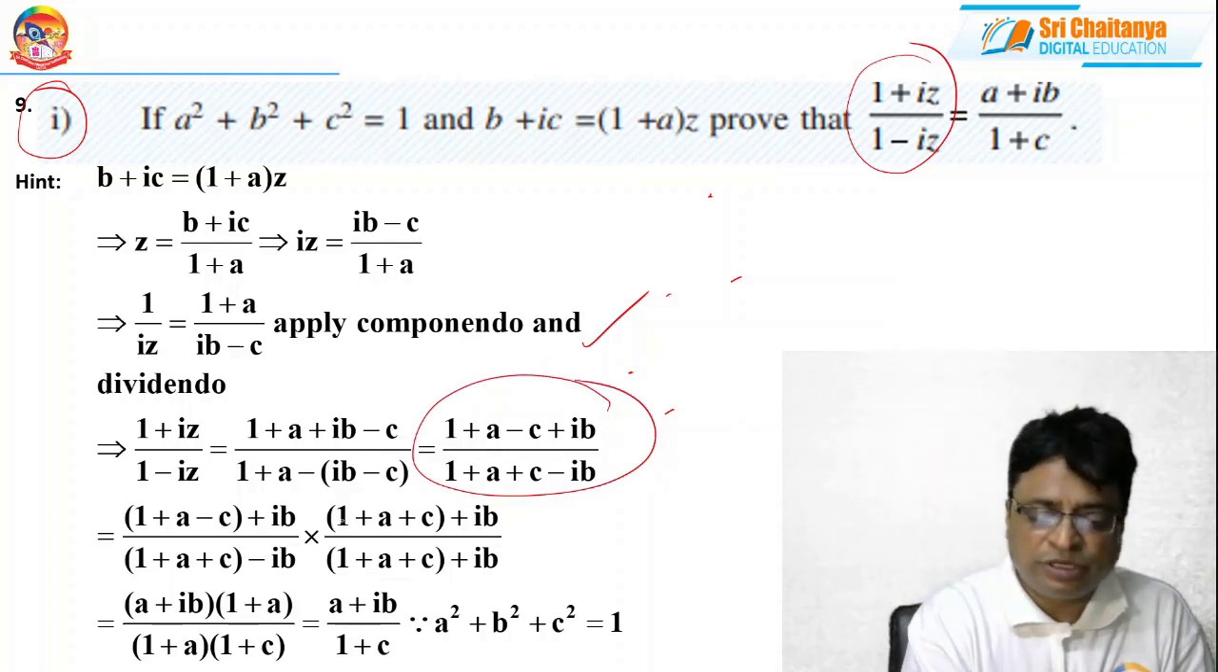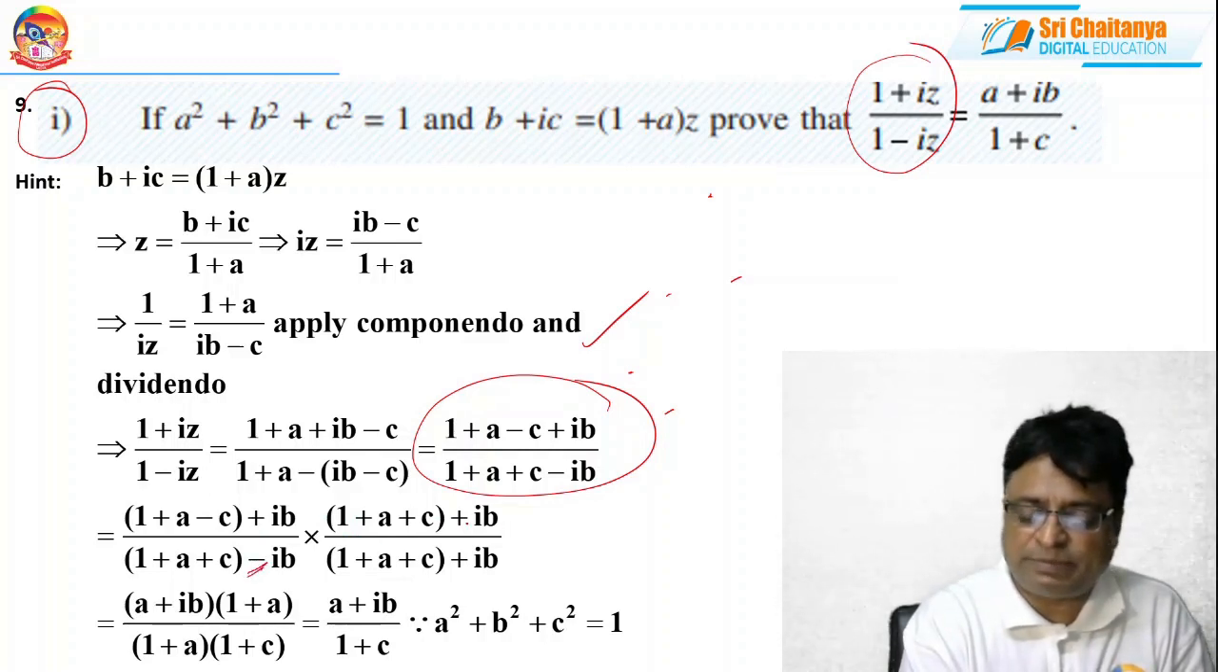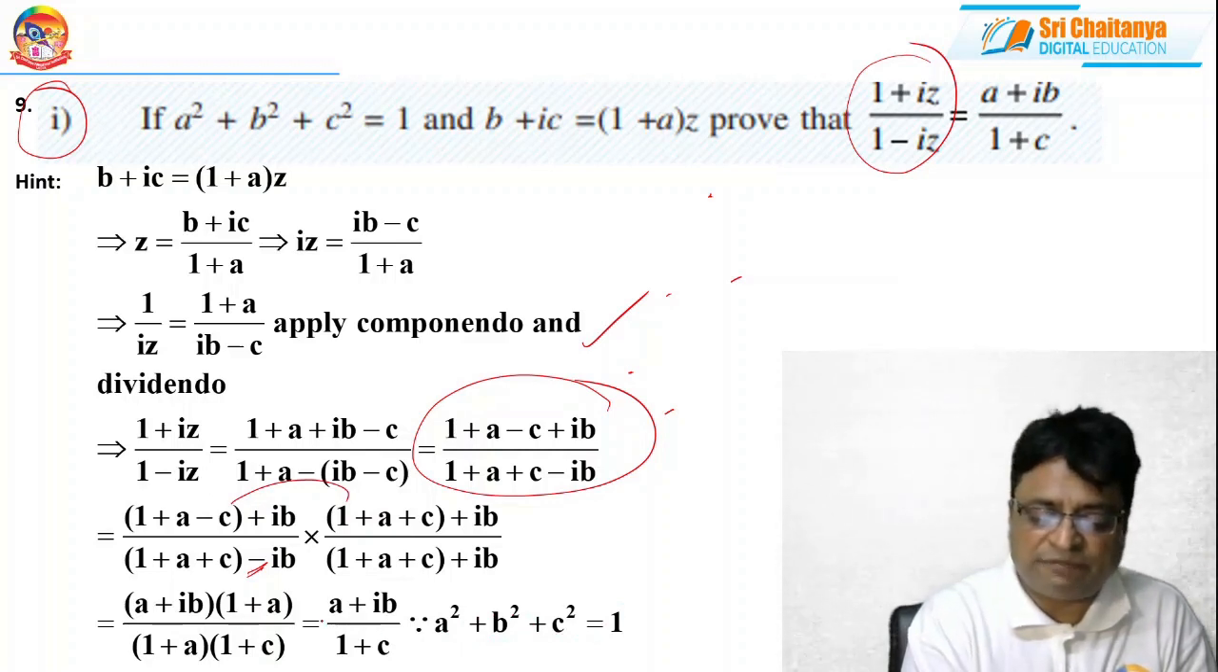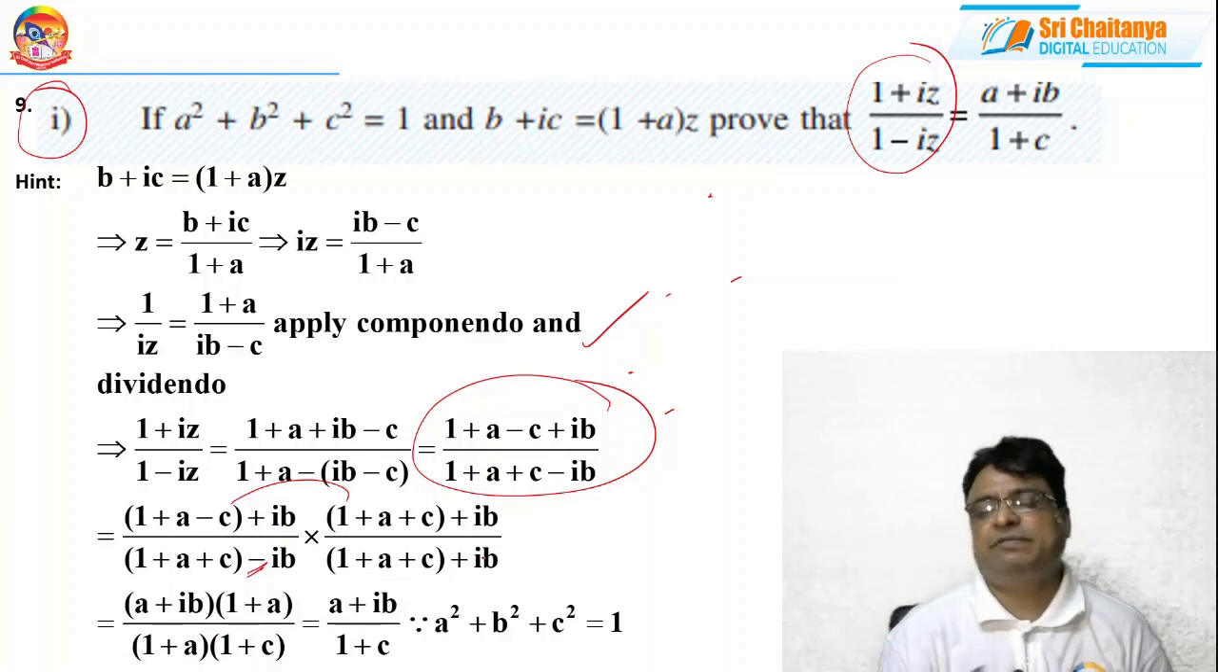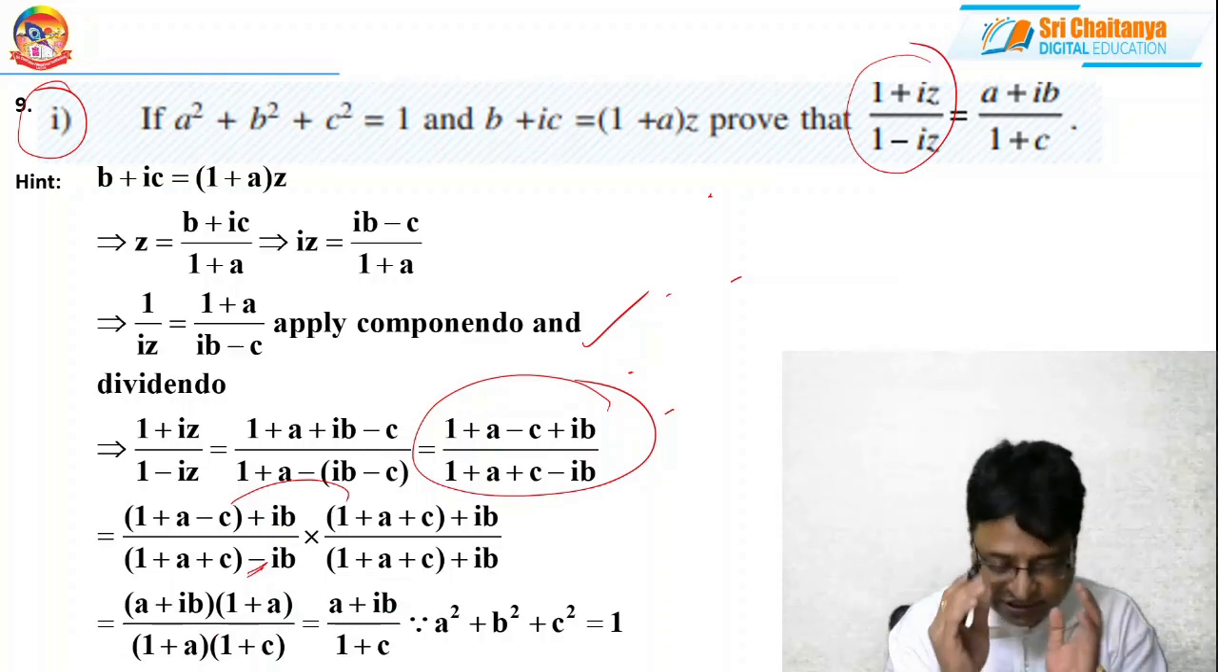So, rationalize. Since it is minus IB, you multiply with plus in the numerator and denominator, and multiply the numerators and denominators. Substitute A square plus B square plus C square as 1. After simplification, you can get this as A plus IB by 1 plus C. So this is the technique I am giving.